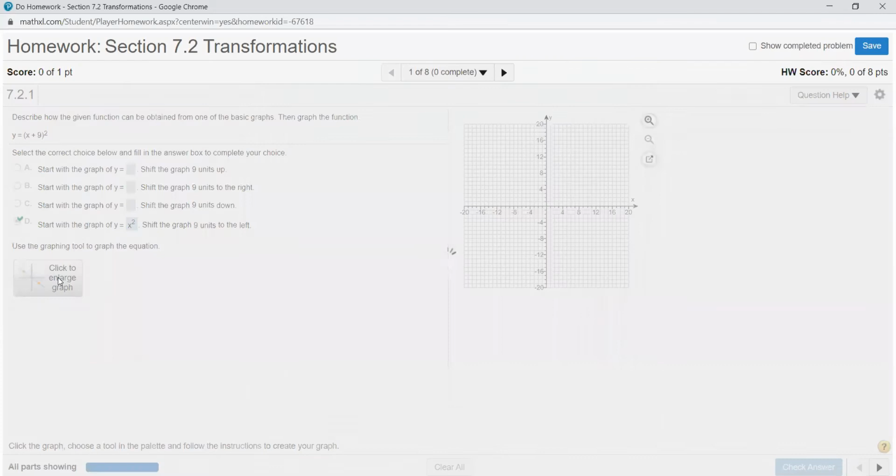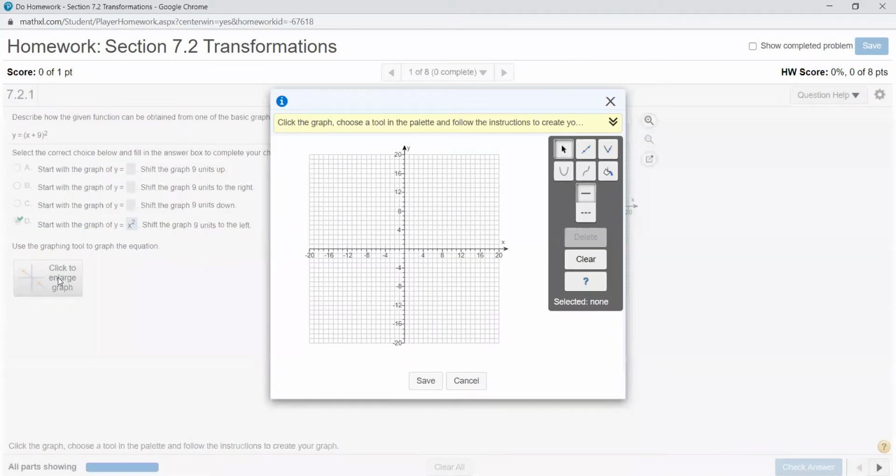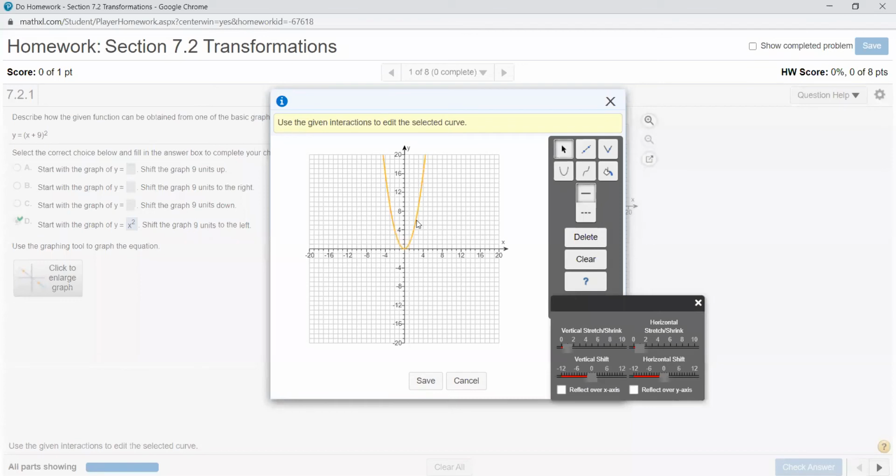So I'm going to click to enlarge the graph. So the first thing you're going to have to do, just like always, is tell MyMathLab what shape you're trying to draw. Since it's an x squared graph, I'm going to use the x squared tool, which is the U shape. Now, on this section, you're not actually going to plot points for these kind of problems, except for one of them. Once I've told it I'm going to do an x squared graph, I just come over to the graph and click anywhere. It doesn't matter where you are. What it's going to do is put that x squared U shape on the graph for you.